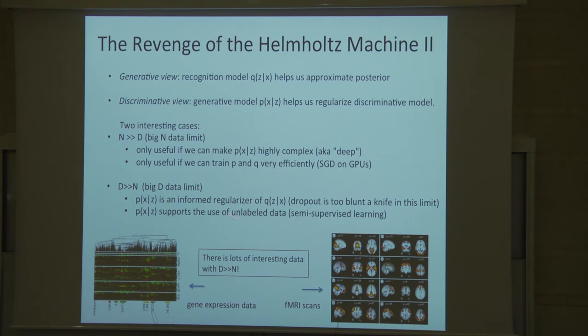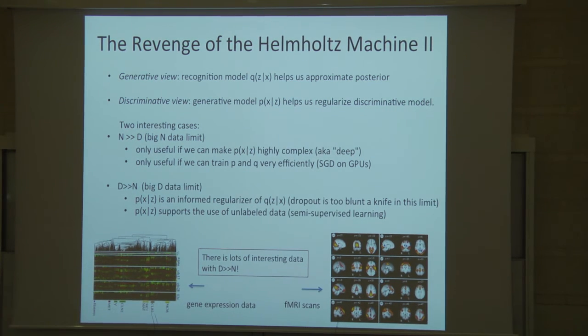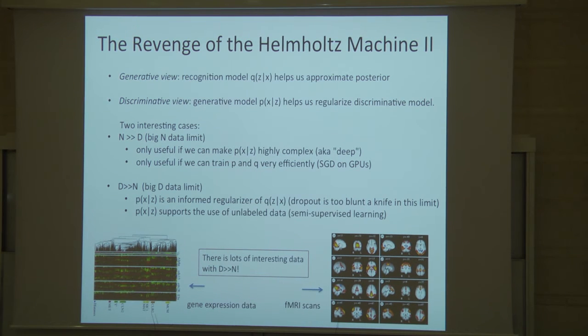And so in this case, it's actually very interesting to use P of X given Z as an informed regularizer for the classification model. Typically now people use dropout, but dropout is a really blunt knife. It's just saying, well, let's kill half of the model half of the time, and hope that it doesn't overfit. But if you can have a way to regularize these models by injecting your prior knowledge, your expert knowledge, that seems to be a much more powerful way to regularize.